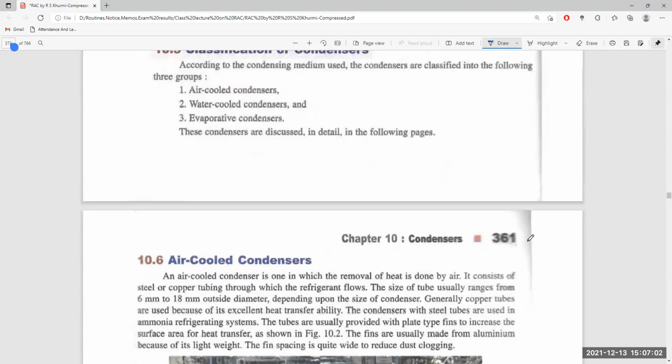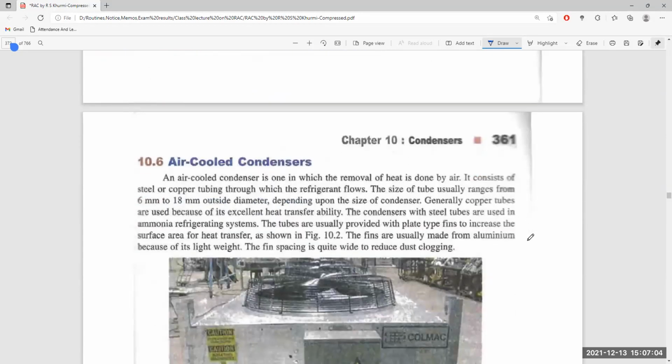Air-cooled condenser: it is one in which the removal of heat is done by air. It consists of steel or copper tubing through which the refrigerant flows. The size of the tube usually ranges from 6 millimeter to 18 millimeter outside diameter, depending on the size of the condenser. Generally, copper tubes are used because copper is an excellent conductor of heat. Steel tubes are also used in ammonia refrigeration systems.